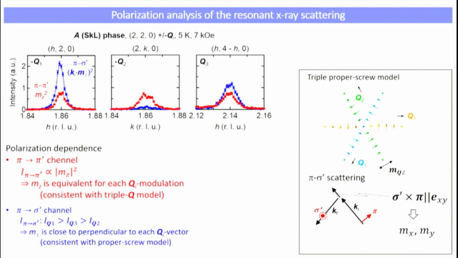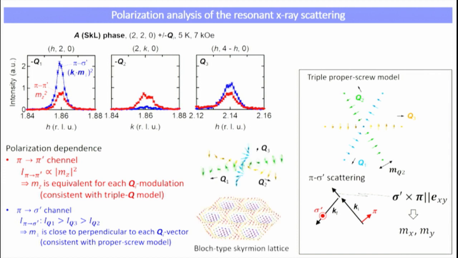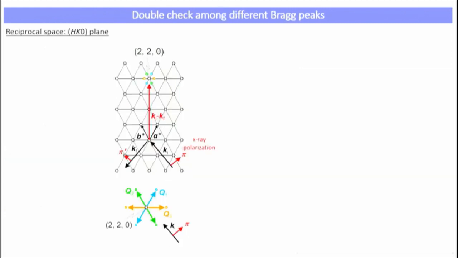But in contrast to that, we observed a strong Q dependence of the intensity for the pi-sigma scattering. This is because the in-plane magnetic modulation for each Q vector has a different orientation, and it has a sensitivity to the vectors spanned by the polarizations. So this is consistent with the formation of the block-type skyrmions, as shown here.